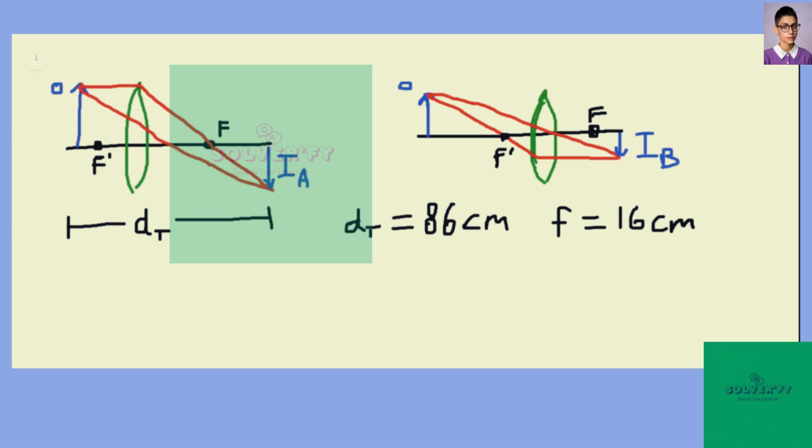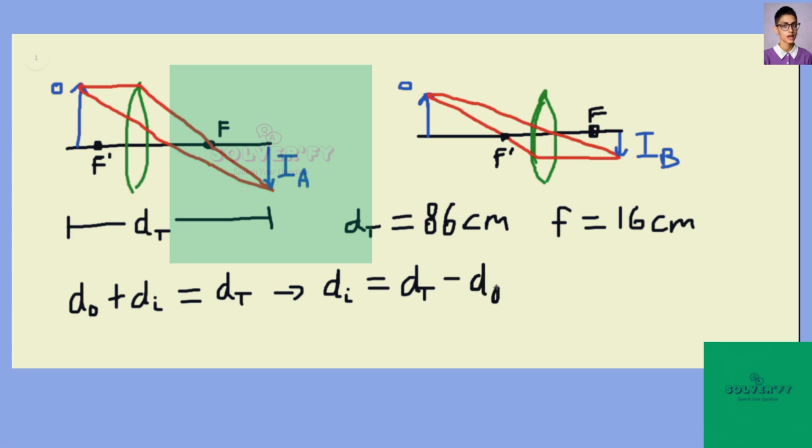So first, we're going to write out the fact that the distance to the object plus the distance to the image is going to be equal to the total distance d sub t. Therefore, the distance to the image is equal to d sub t, the total distance, minus the distance to the object.